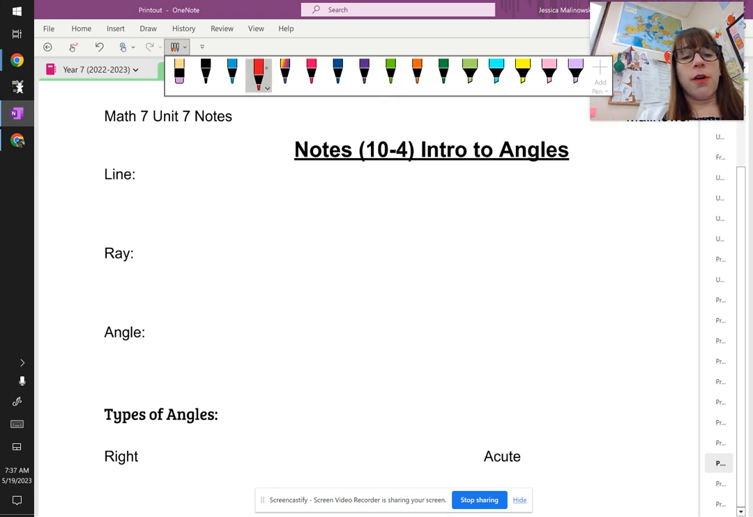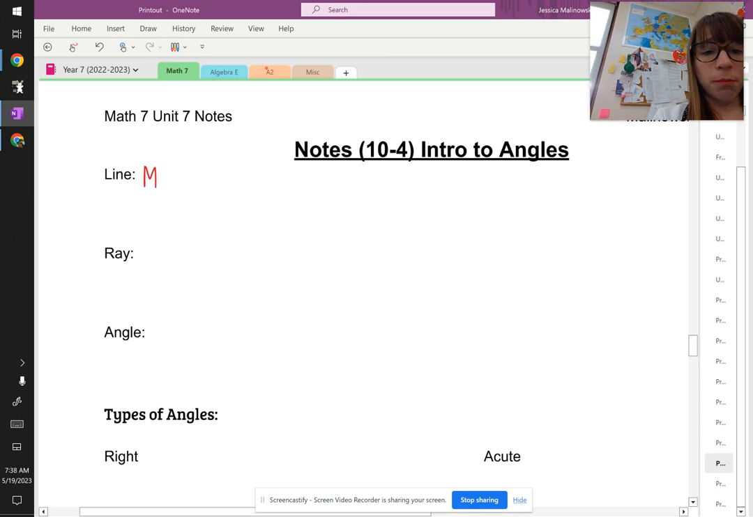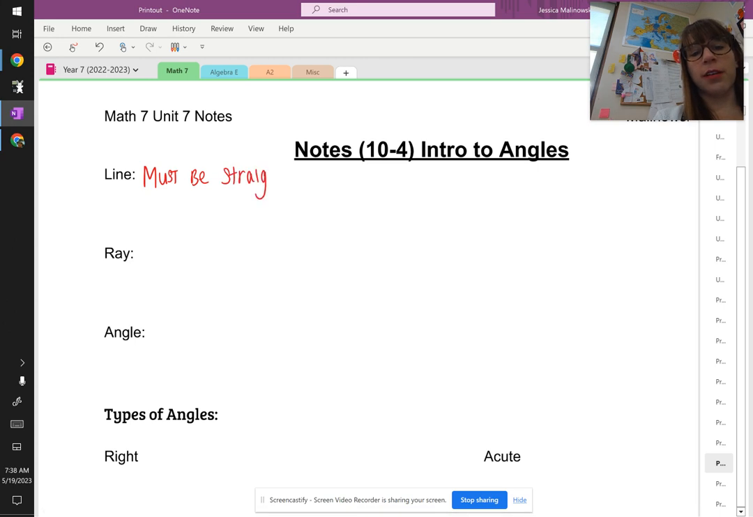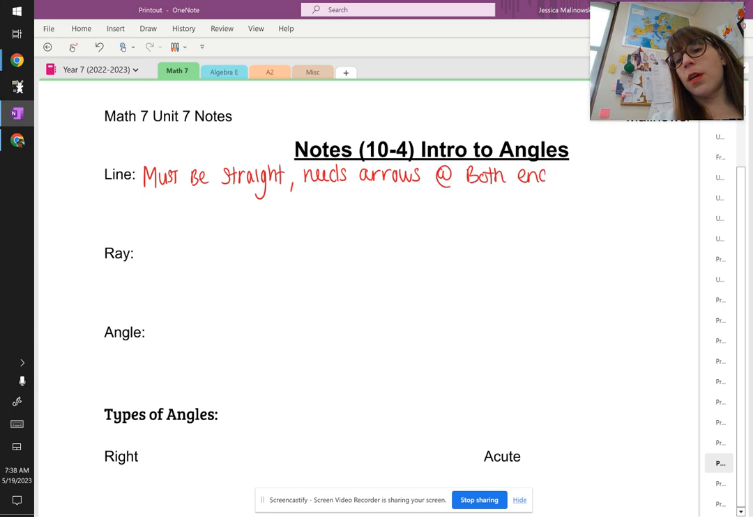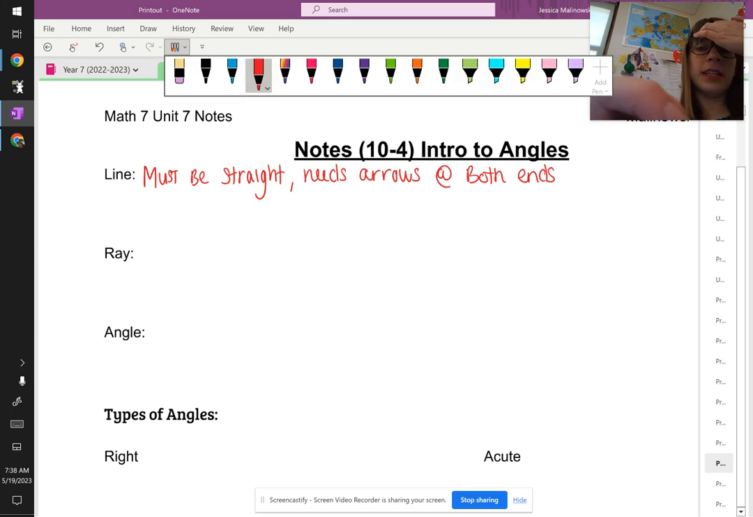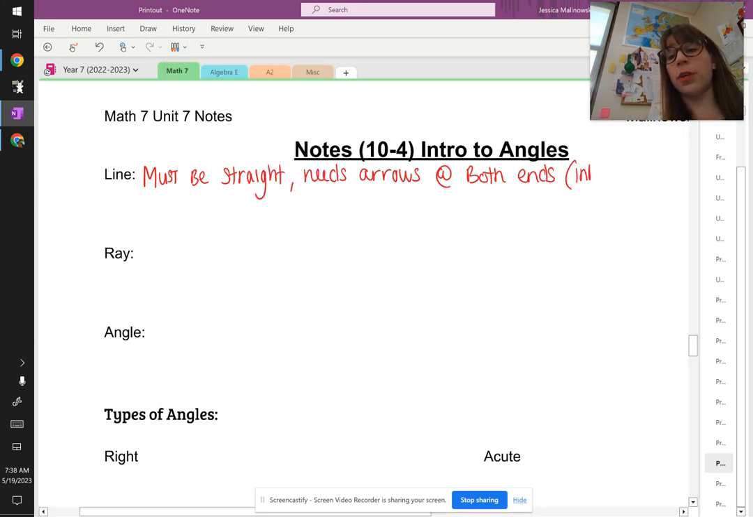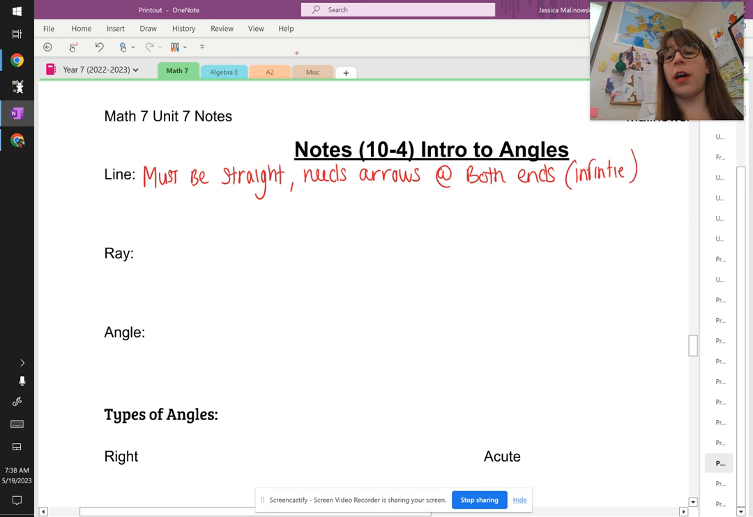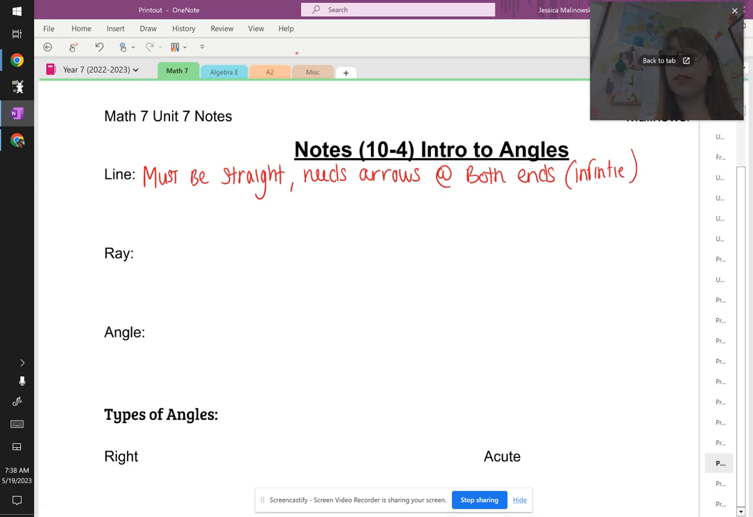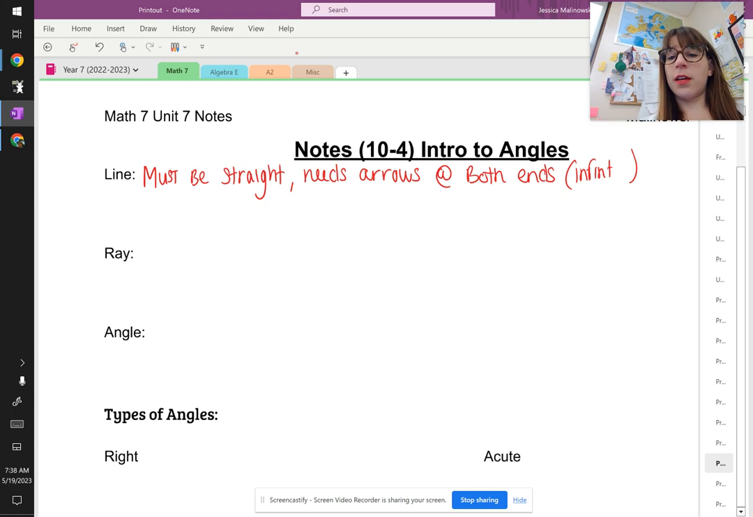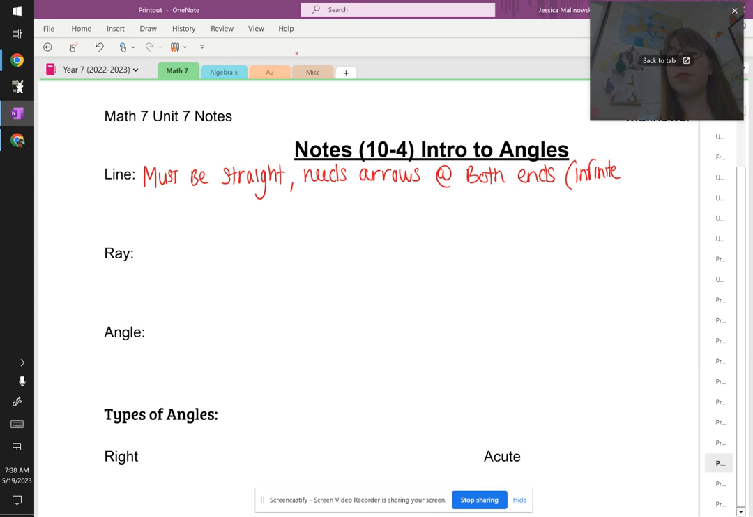Okay, so up first is a line. First off, a line must be straight. If it's not straight, it's not a line. And it needs to have arrows at both ends. The reason for that is that a line is infinite, and those arrows are showing that it's going on forever in either direction. I-N-F-I-N-I-T-E. There we go. Now I can spell and be a human.